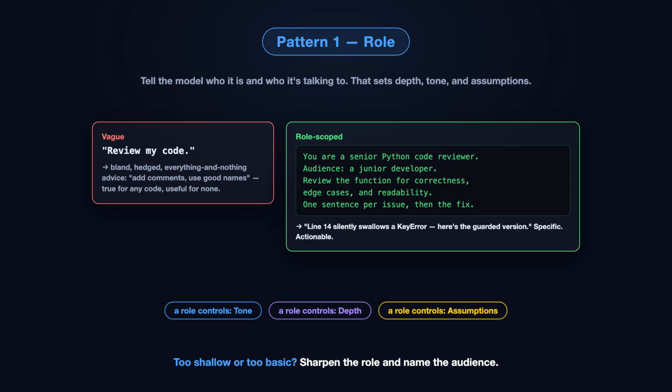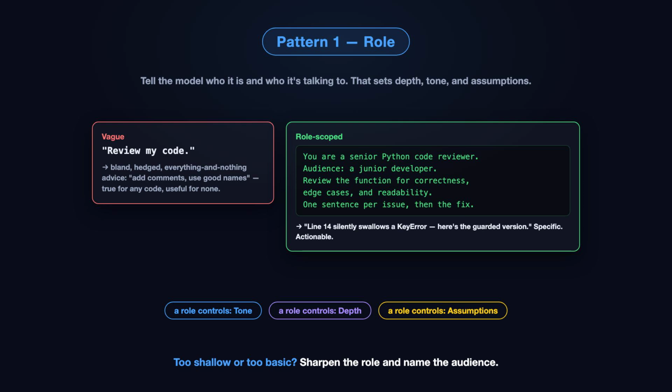Now the engineered version on the right: you are a senior Python code reviewer, your audience is a junior developer, review the function below for correctness, edge cases, and readability, explain each issue in one sentence and show the corrected line. Look at everything that just got pinned down.